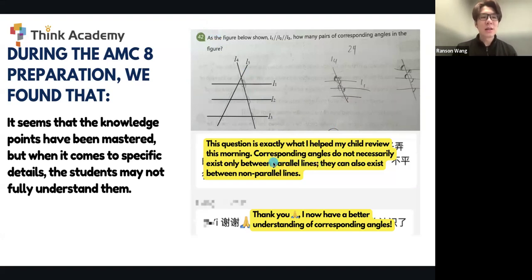So I would recommend that our students, before the exam, go through all of the wrong questions to check if you really understand the knowledge points behind them. Do you fully understand that? If yes, then that's good. This is one of the common mistakes our students may make.